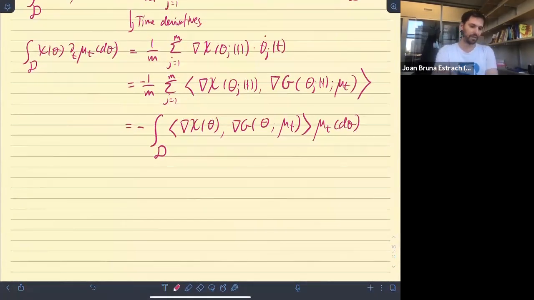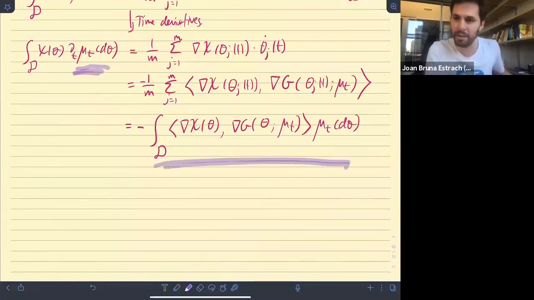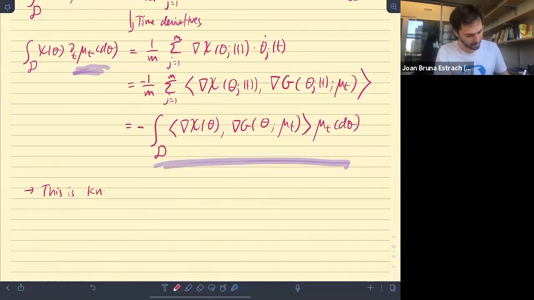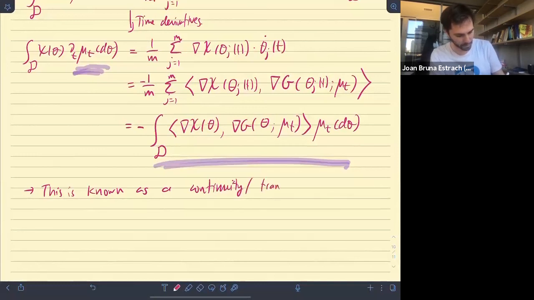Okay. So now we are done, because this gives us a relationship. We now have an equation that is closed at the level of the measure. What I mean is that I can relate the variations of the measure to something that only depends on the measure. Everything you see here tells me how to evolve the measure over time. This is known in physics as the continuity equation, or a transport equation.